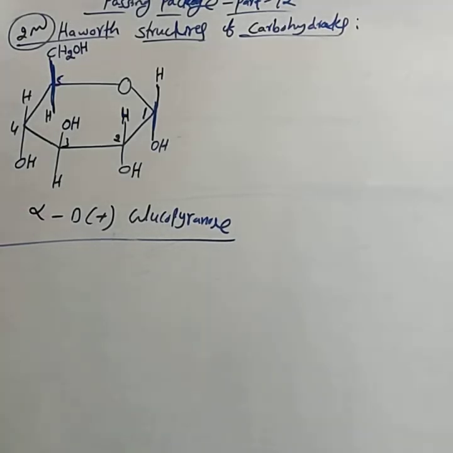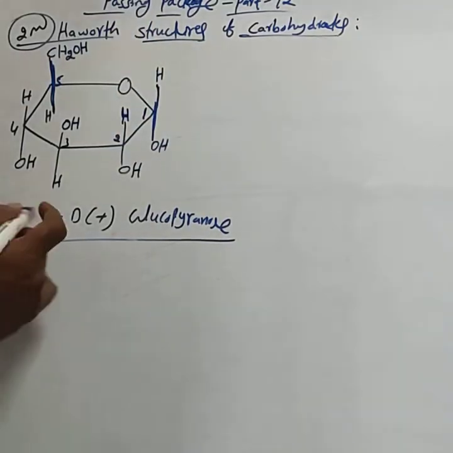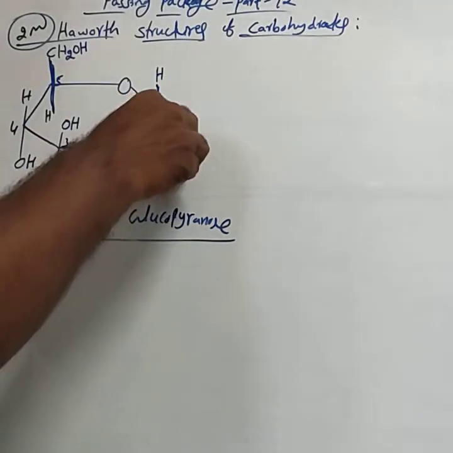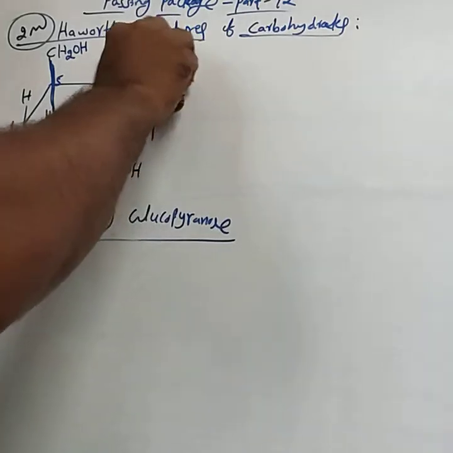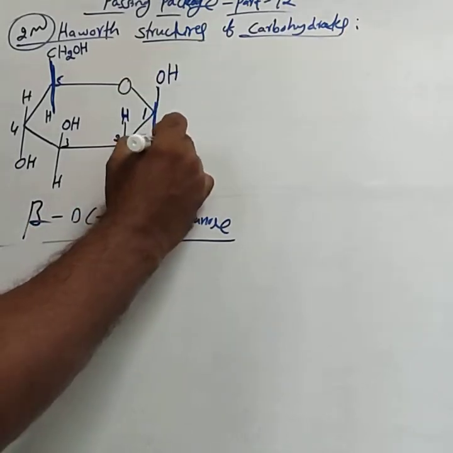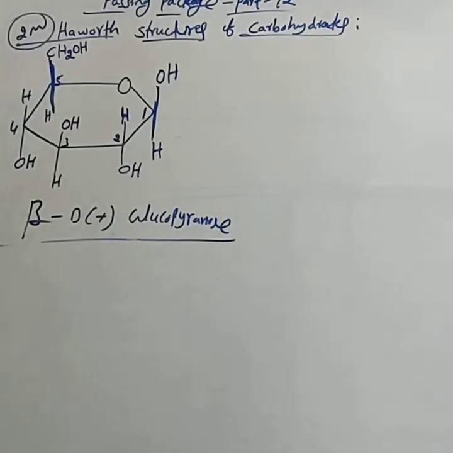If you know the alpha D plus glucopyranose, then automatically you can consider the beta. For the beta, I change only this structure. This is beta D plus glucopyranose. At the first corner only, you change the H and OH positions. If OH is present above and H below, then it is the beta D plus glucopyranose. The other corners remain the same. Only on the first corner, you interchange the H and OH positions.